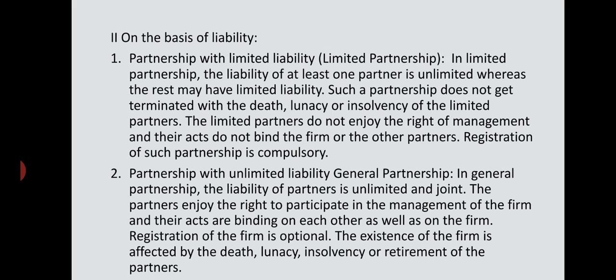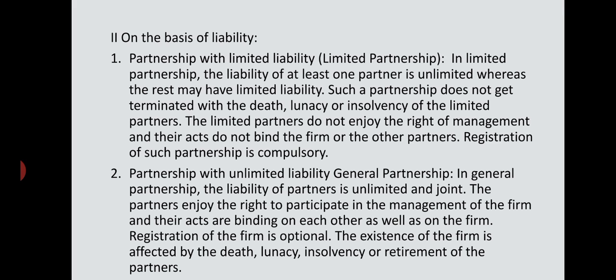in two types. First one, partnership with limited liability, we call limited partnership, and second one is partnership with unlimited liability, we call general partnership. So we'll see the first one. In limited partnership, the liability of at least one partner is unlimited, whereas the remaining partners' liability is limited. We know the meaning of unlimited liability. Unlimited liability means the personal property of the owner, the partner, is attached to the firm.